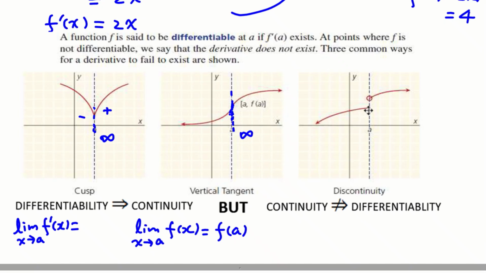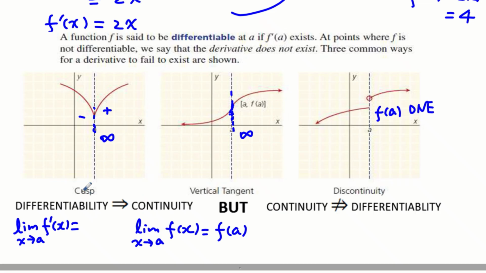The reason is that if the function is discontinuous, it's not differentiable, because at x equals a, the function's value f of a doesn't exist. If the function's value doesn't exist, and you want to use f of a to find the slope, you don't have a function's value, so you won't be able to find the slope. That's the reason why if discontinuous, then the function is not differentiable.